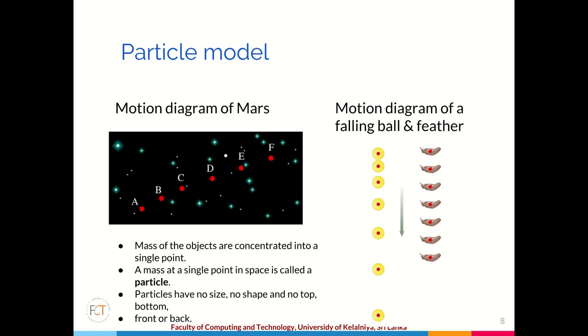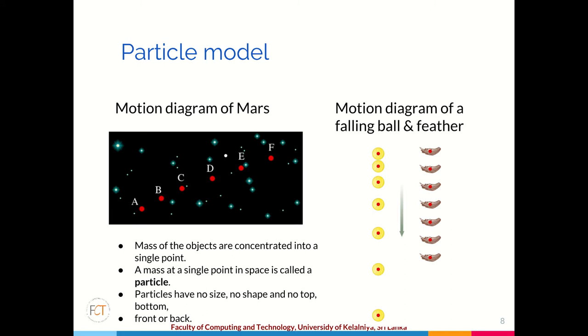Okay, so these are some real examples of the particle model. The first image is a motion diagram of Mars as you can see it progress around the night sky. As we rotate, we can see the movement of Mars. We can assume that the mass of these objects is concentrated into a single point, because we don't care much about the shape of the objects in the kinematics part of this. So we say that mass is a single point in space, and we call that a particle.